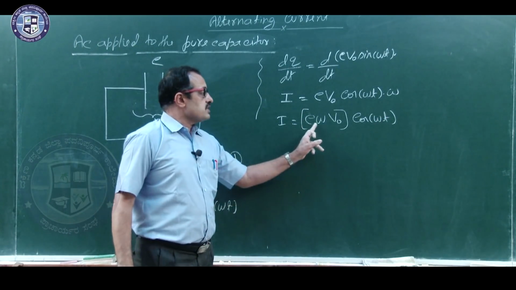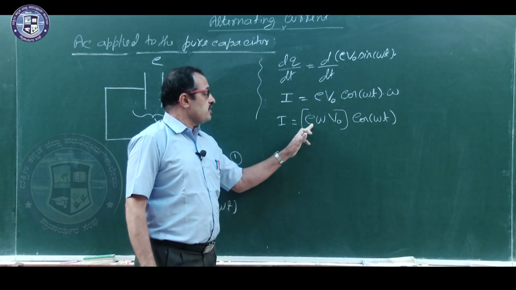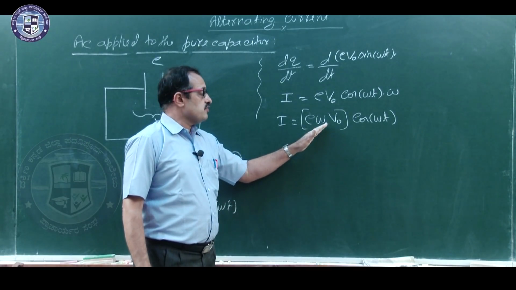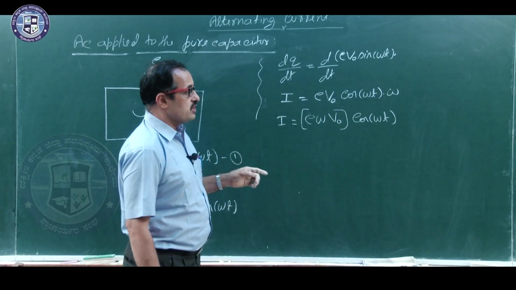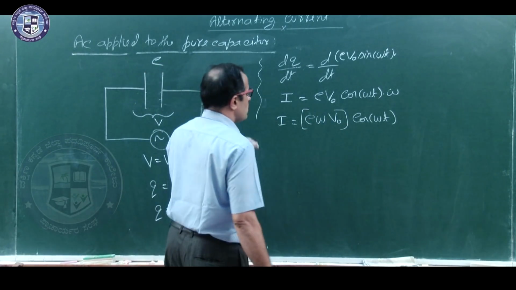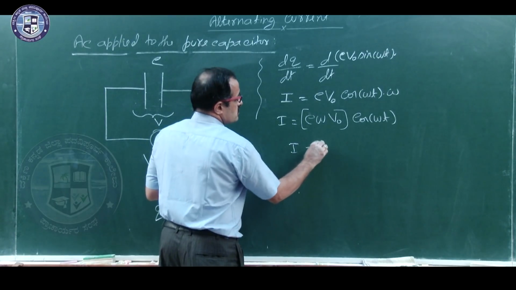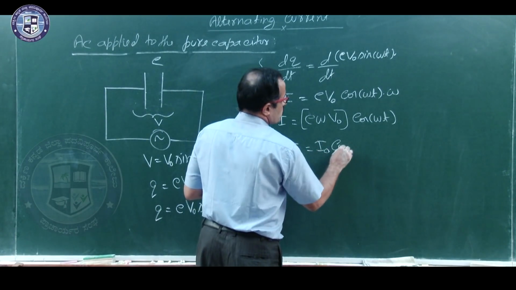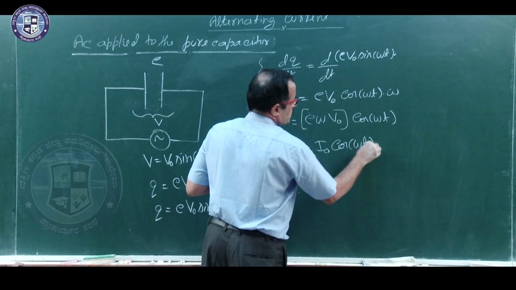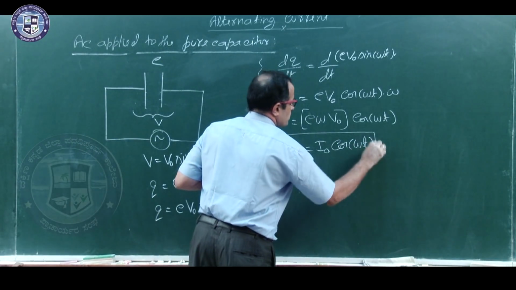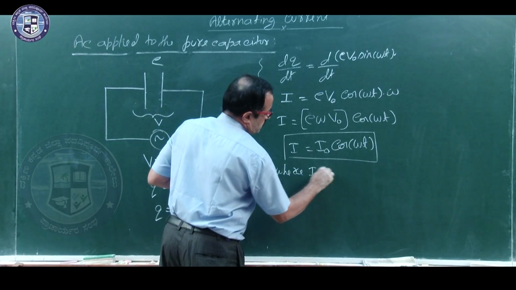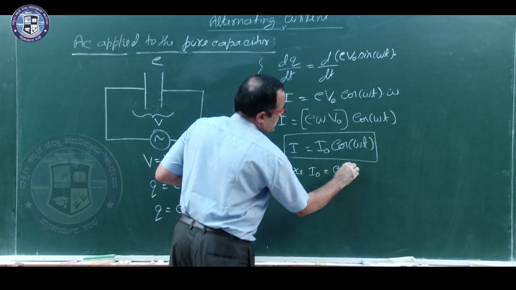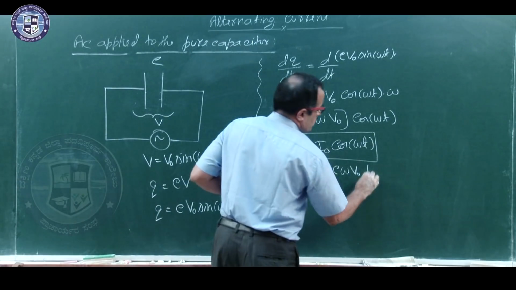Look here, all the three terms are constants. C is a constant, angular frequency is a constant, V naught is also constant. So, we can take them as one constant, that is I naught into cos omega t, where I naught equals C omega V naught is known as the peak current.